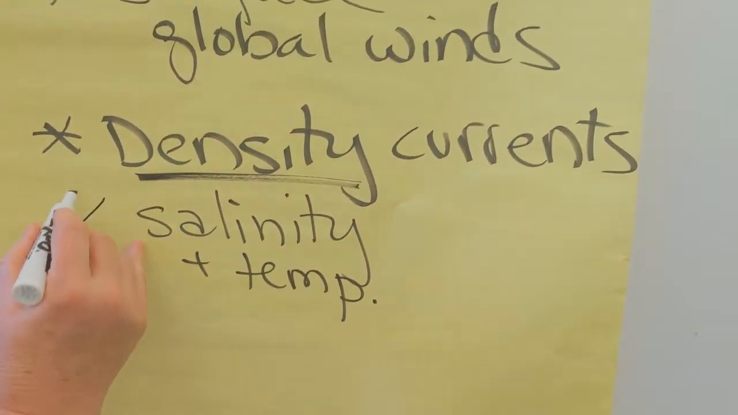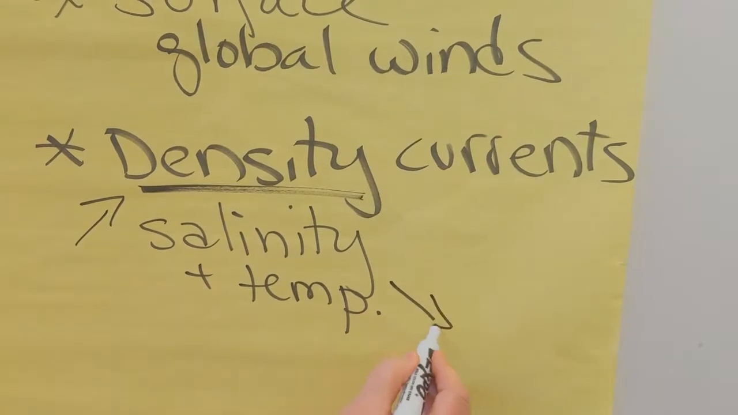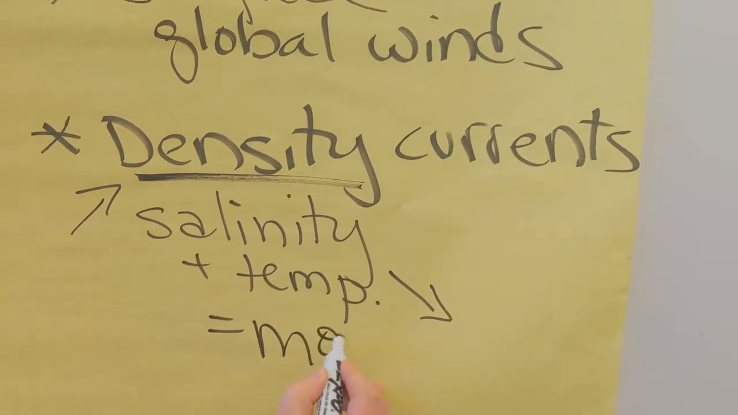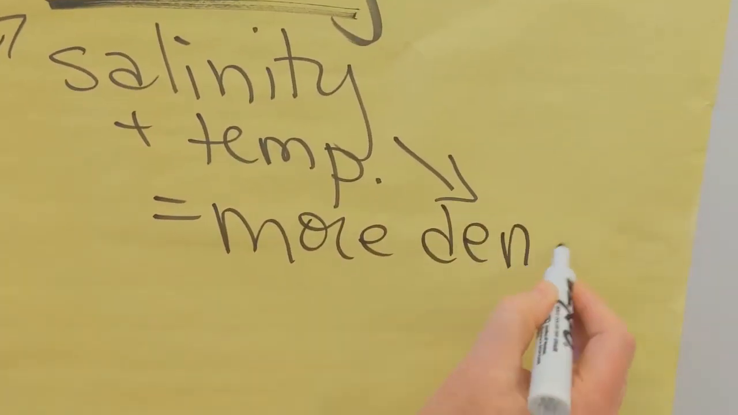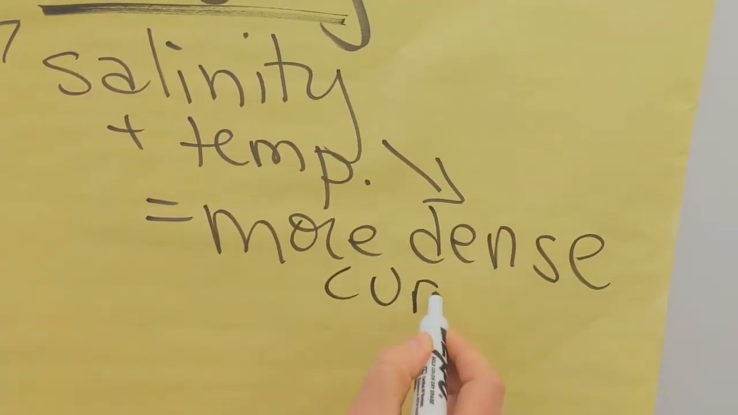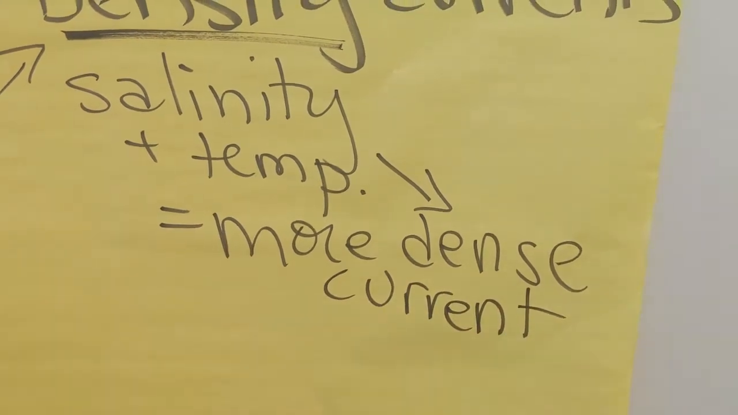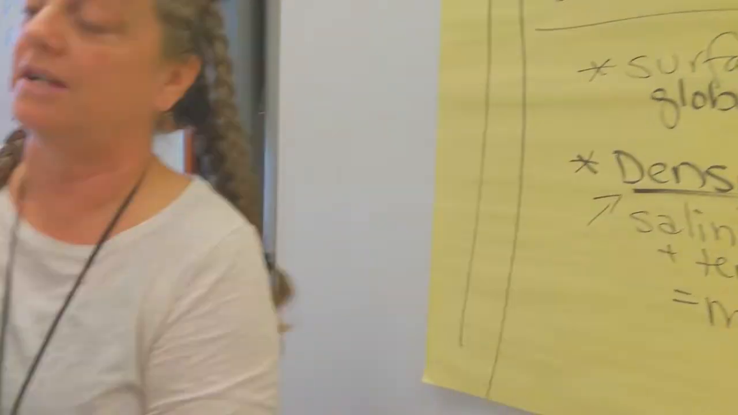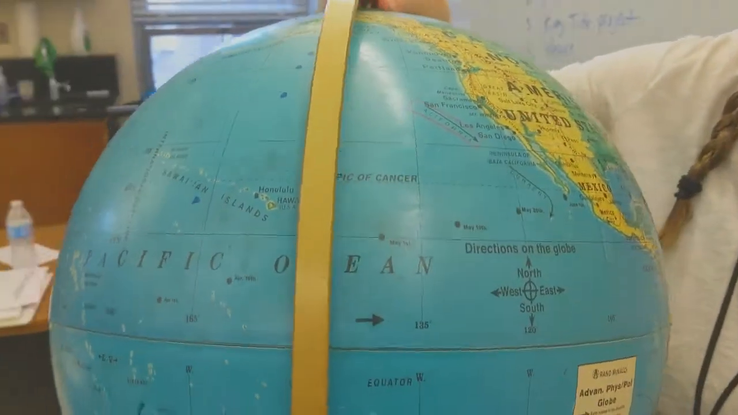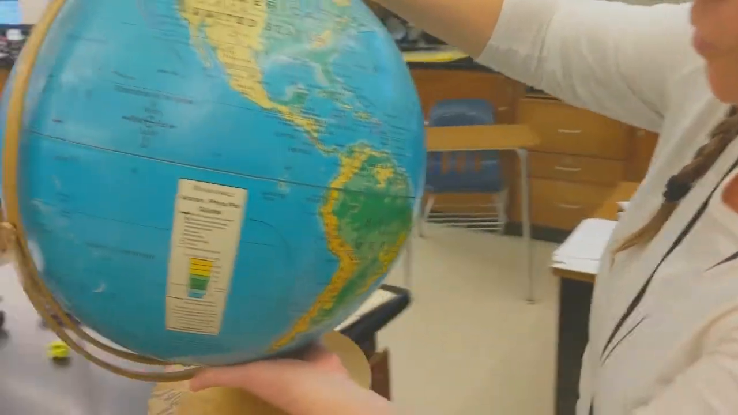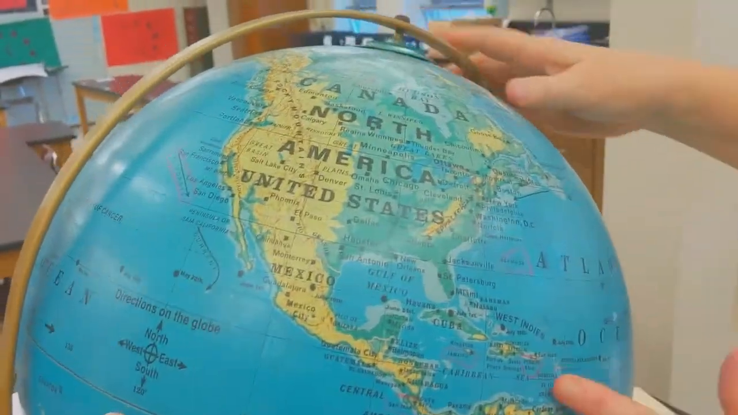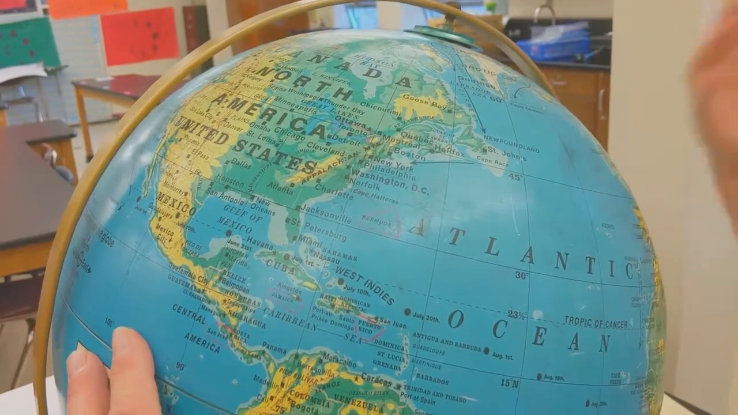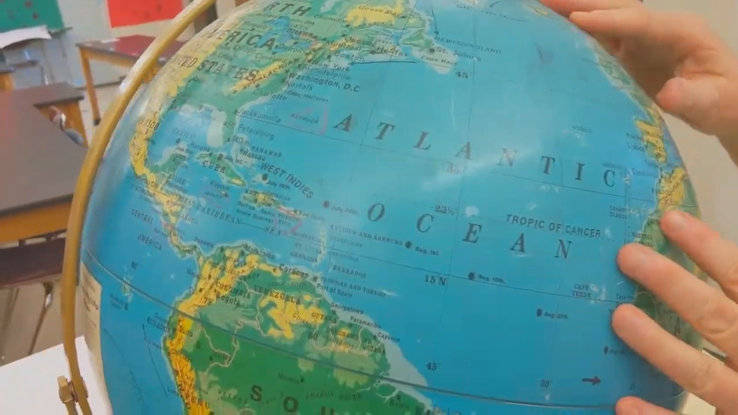So, if there's an increase in salinity and a decrease in temperature, we get a more dense current. I'm going to show you a globe right here, and we're going to talk a little bit about the ocean conveyor belt. Basically, how water on our planet mixes. In earth science, we talk about one big ocean.